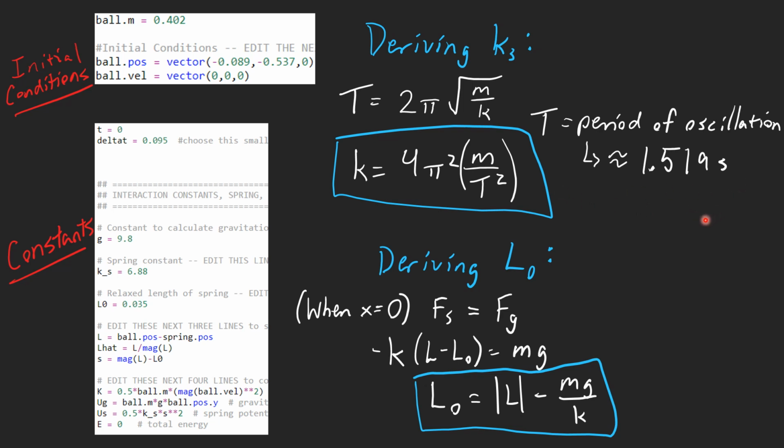Next, to find L0, I found a point in the video where the spring was almost perfectly vertical and set the spring force equal to gravitational force. I can do this because at this point, both forces act only in the y direction. Then I used the formula for spring force and the value we found for k to solve for L0. Finally, at the bottom of the code, you can see our values of energy, which are all found by plugging in the formulas shown earlier.